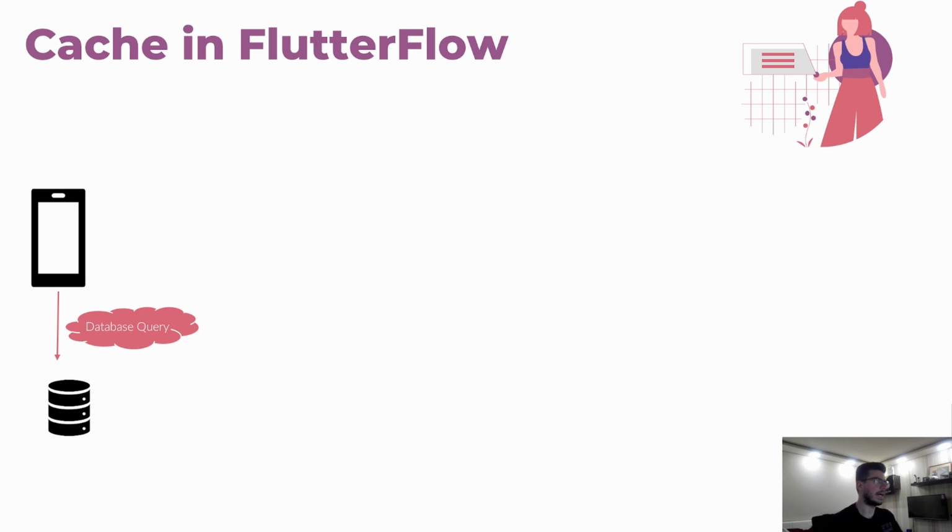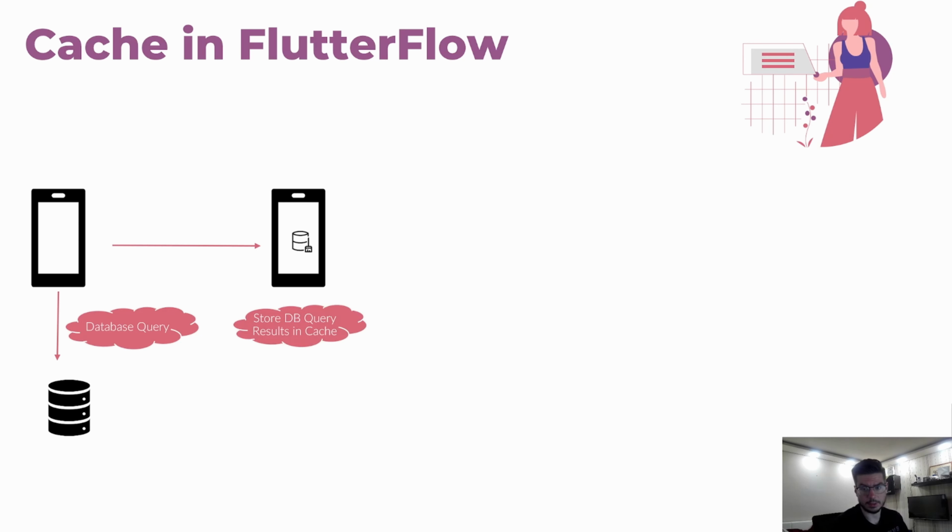Let's take a look at how cache in FlutterFlow works. First of all, when you configure the cache, you can set it up to be on the app level or on page level. We'll discuss how it works on the next slide. Currently, let's suppose that it is set up to be on the app level, and this is how it actually works. The app queries the database, and if you enabled caching the data as a setting in FlutterFlow, it stores the results of this query in cache, in local cache of the device.